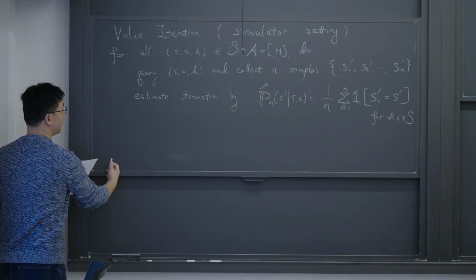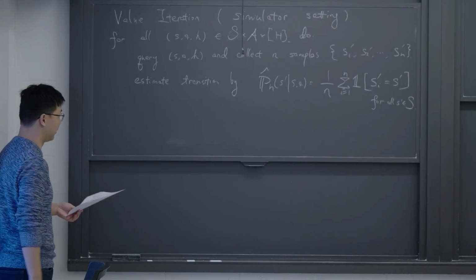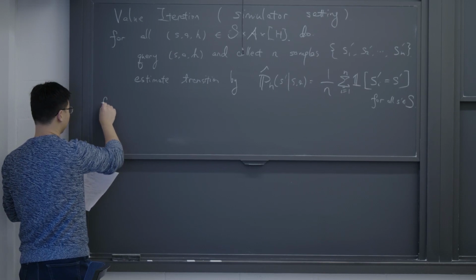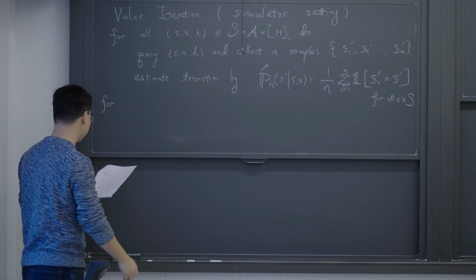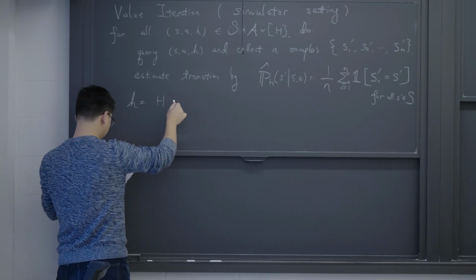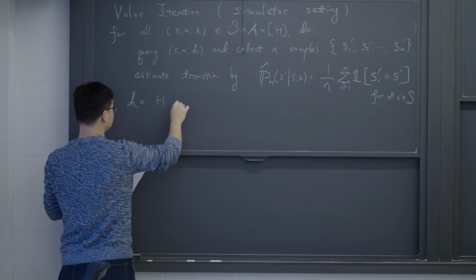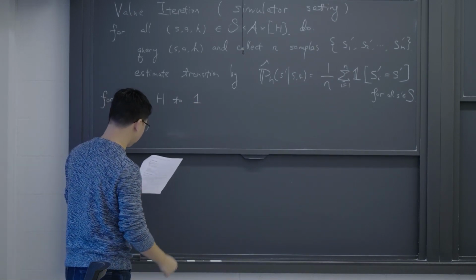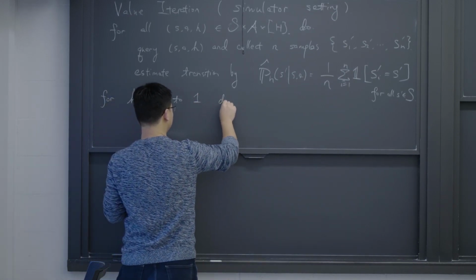Essentially, this is the only thing new in the simulator setting. The remaining steps are the same as value iteration in planning. That is, we just do the Bellman optimality equation, for h from H down to 1. Do the following.